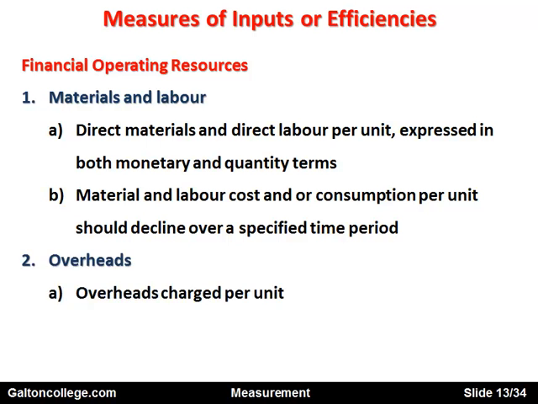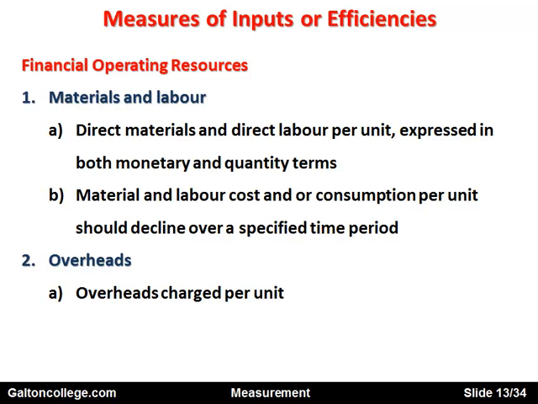The overheads, well, the overheads are charged per unit. It's very difficult to work out what the overheads are. The overheads, for example, could be the premises. How much does it cost to have a factory unit? How much of that factory unit does a particular unit of output pay for?